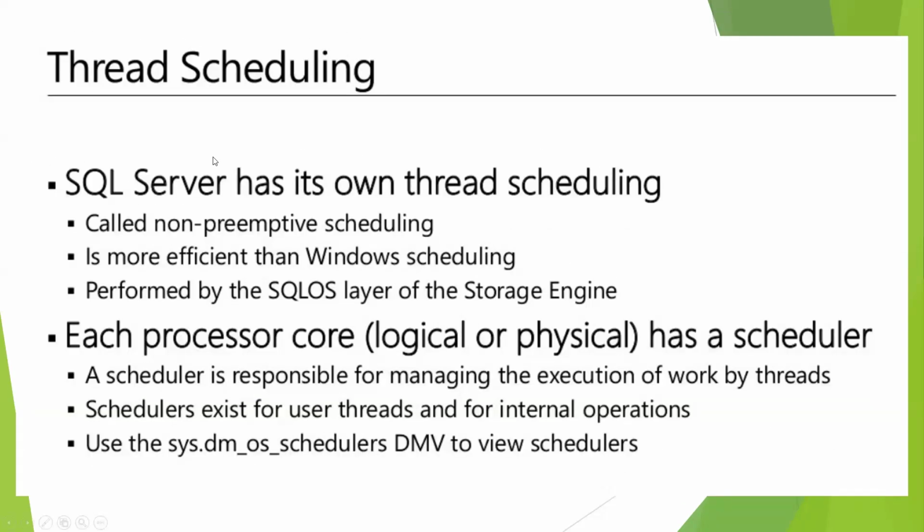Okay, so this is what I talked about. Each process has a scheduler. A scheduler exists for user threads and for internal operations. Internal operations, as I was saying, are things like checkpoint and lazy writer. Use the sys.dm_os_schedulers DMV to view the schedulers and see the number of schedulers, right?